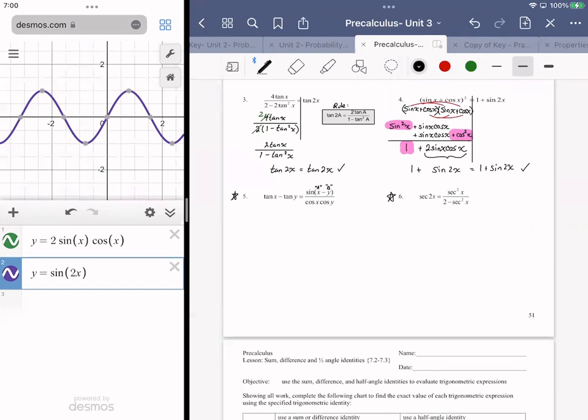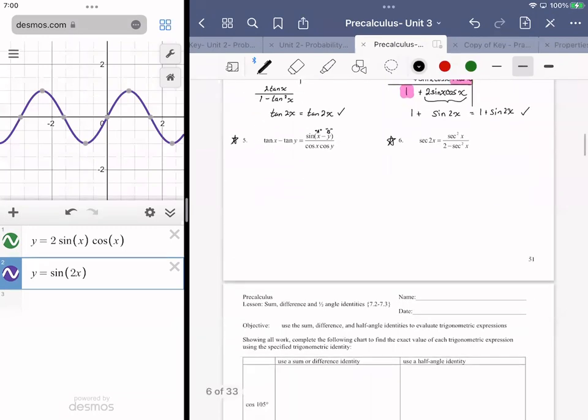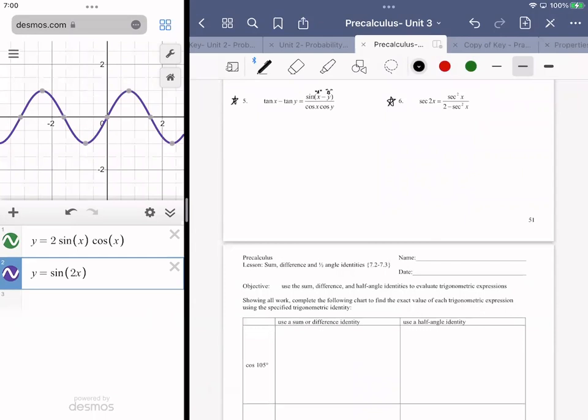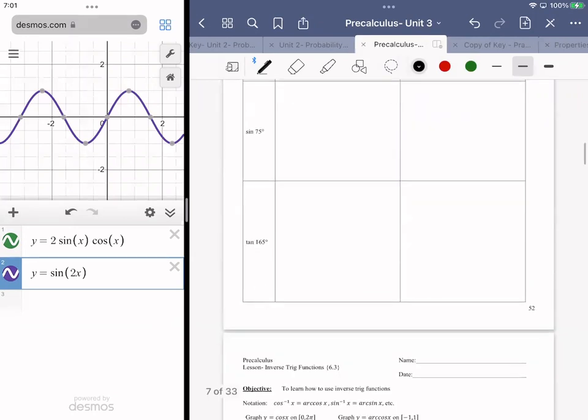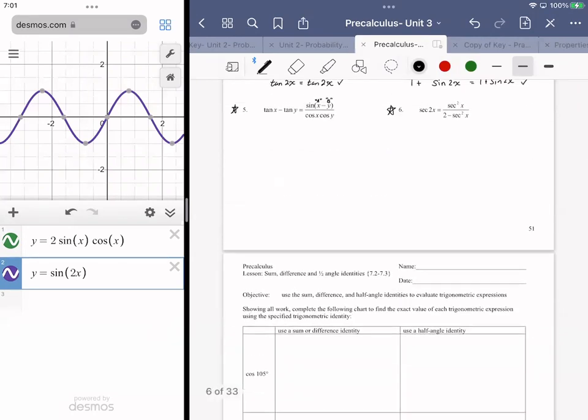Right, where it's not just the beautiful puzzle that is trig identities. We actually want to be able to apply these principles to numerical situations. Right. So on the next page, they ask us to find some trig functions. So cosine of 105, for example, and we have sine of 75 and tangent of 165. And those are not unit circle numbers, right? But we can use our knowledge of the unit circle to help us figure those out.